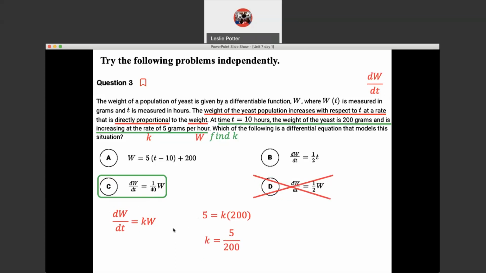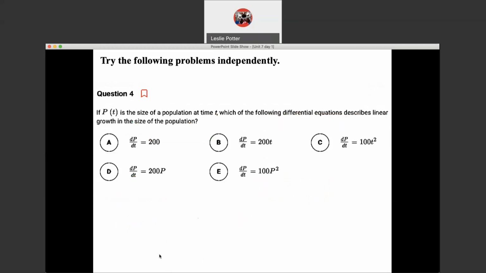So we're going to eliminate D. We know the answer is C. So the differential equation is going to be dW dt equals K, which is 5 over 200 times W, or 1/40th. Okay, try this one on your own. It's again forming another differential expression or differential equation.